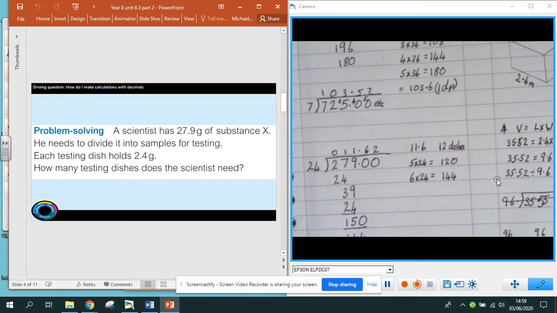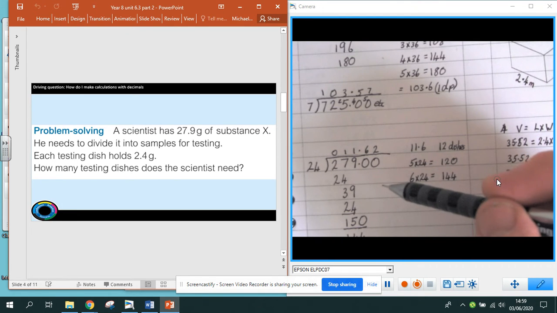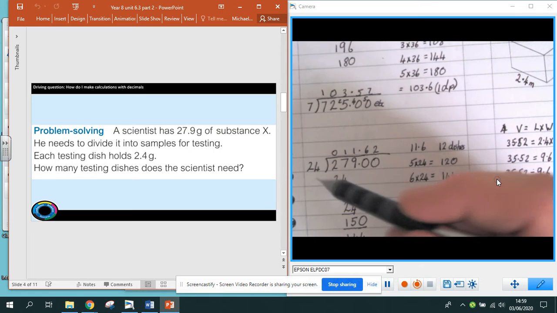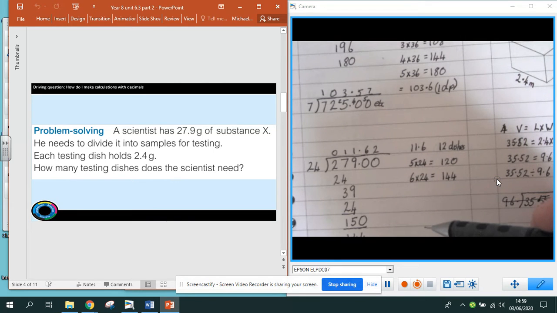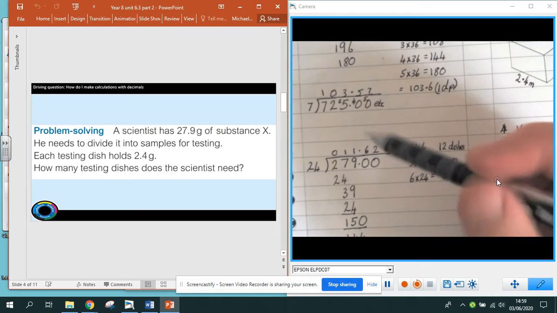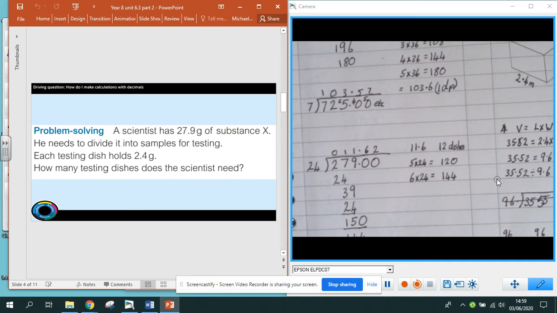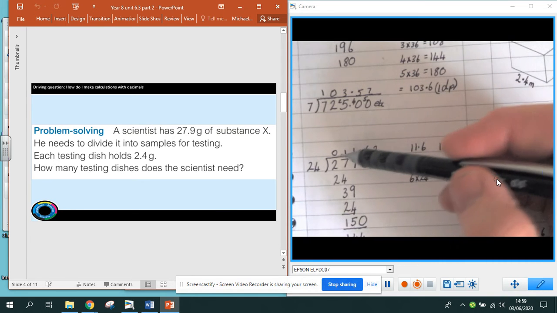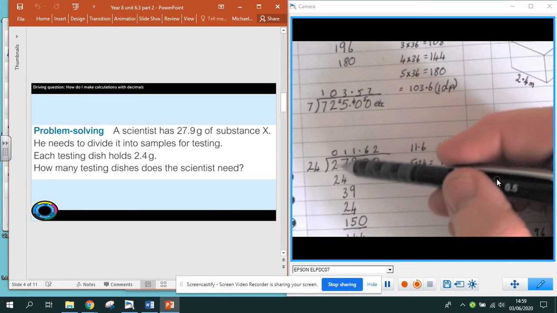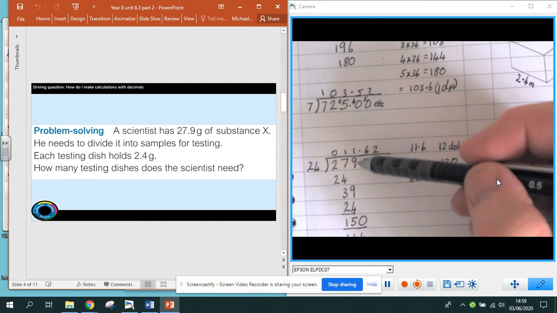Okay, so first thing I had to do was multiply both the numbers by 10 to get the 2.4 as a whole number. So I multiplied them both by 10, which gave me 279 divided by 24. Standard division started. How many 24s in 27? 1. Remainder 3. Put down the 3. Bring down the 9.